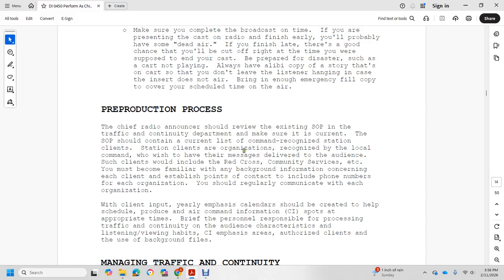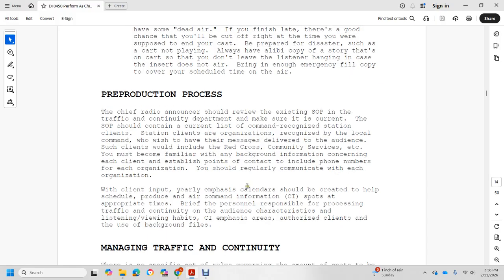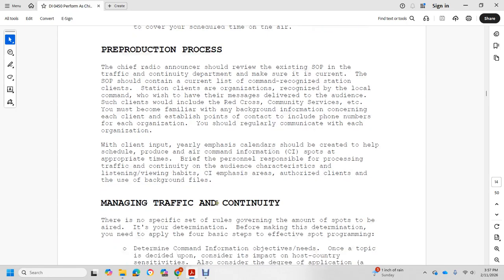You should regularly communicate with each organization for client input. A calendar should be created to help schedule, produce, and air command information (CI) spots at appropriate times, before personnel responsible for processing, traffic and continuity, audience characteristics, and listening and viewing habits, the command, air command information, emphasis areas, authorized clients, and the use of background files.